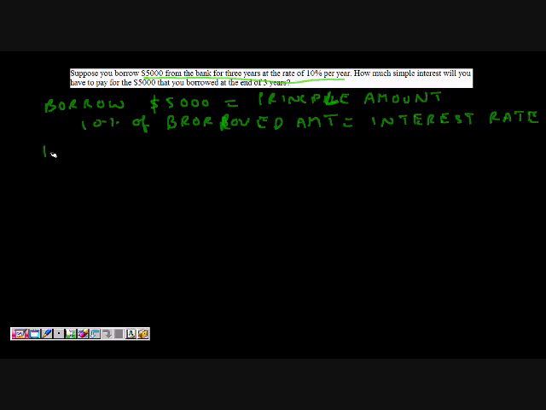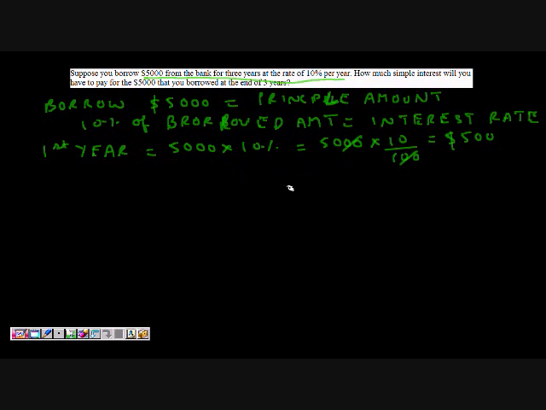So the first year is equal to $5,000 into the 10% interest. The bank is charging 10% extra for you to borrow it for 1 year. So you can say 5,000 into 10 by 100, since percentage can be written as 10 by 100. These two cancel out, which is $500. So at the end of the first year, you're paying $500 extra.